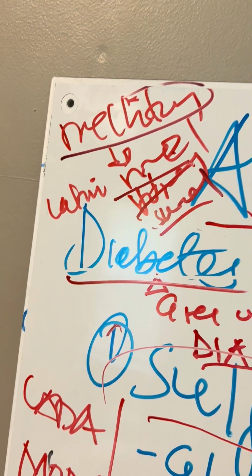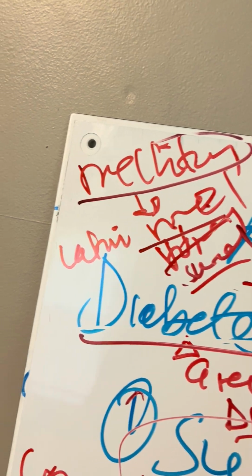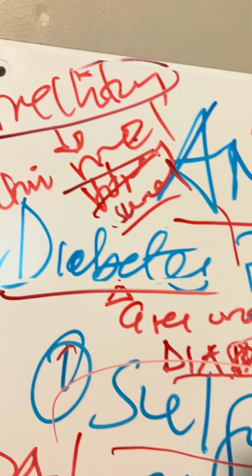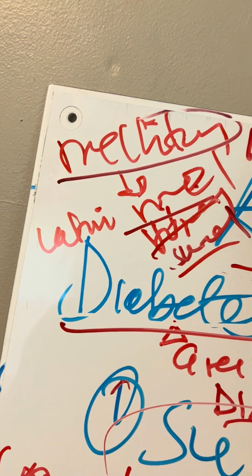People sometimes wonder why it's called DM, diabetes mellitus. Mellitus comes from a Latin word, mel, M-E-L, which means sweet or honey. It's because the urine of diabetic patients was found to be sweet. That's why it was named that.